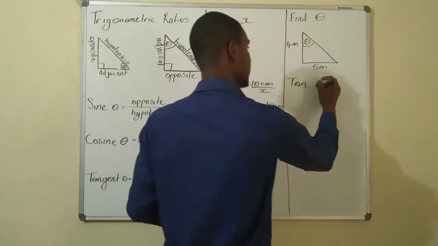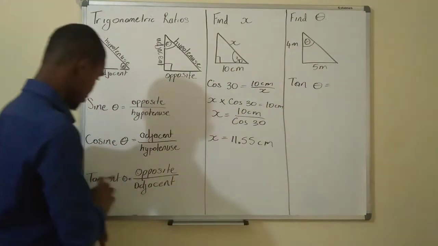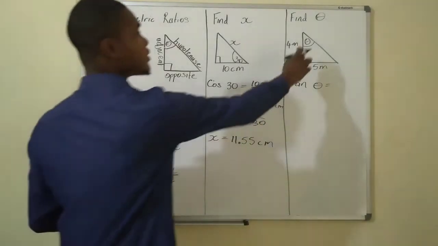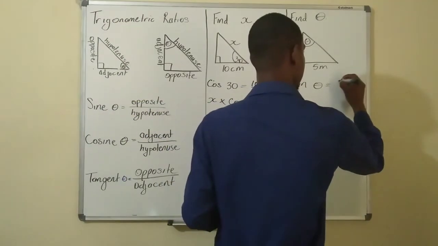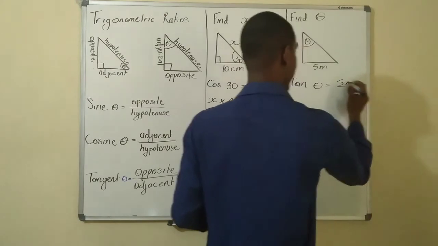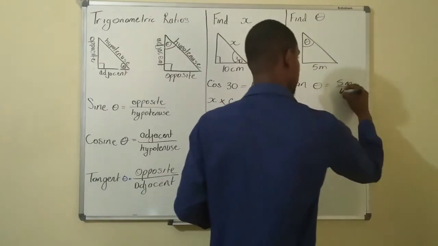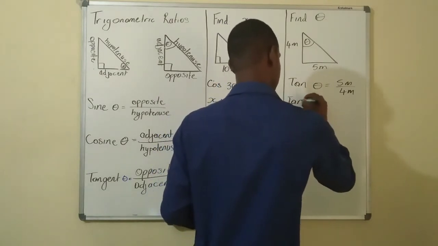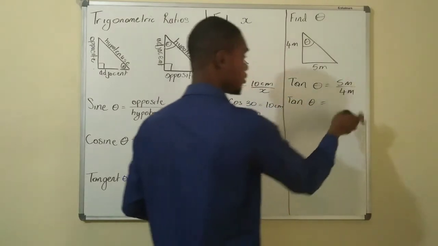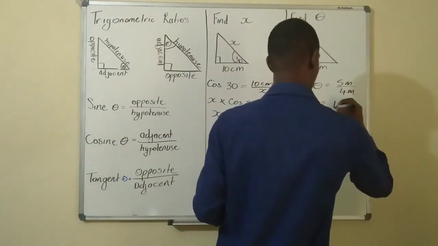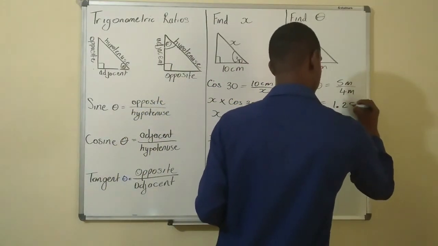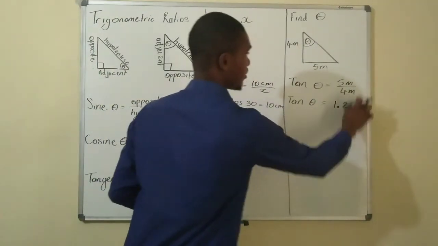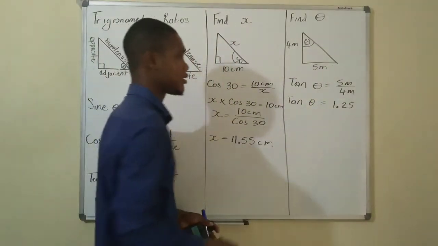The angle theta equals... Tangent says the opposite must be divided by the adjacent. So the opposite to the angle is 5 meters divided by the adjacent to it, which is 4 meters. So now tan theta is equal to 5 divided by 4, which gives you 1.25, because meters would cancel meters.